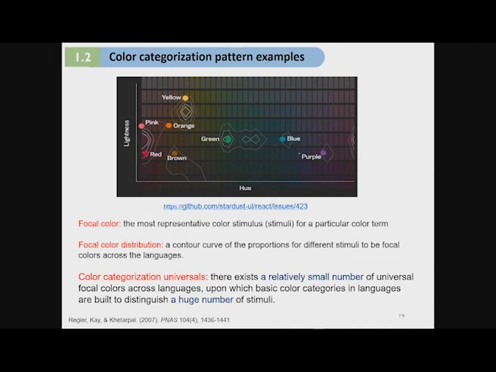According to that, Kay and colleagues proposed that there seems to be a color categorization universal. There exists a relatively small number of universal focal colors based on which different languages build up their basic color categories to distinguish a large amount of color stimuli perceivable to human eyes. So this is their universal feature in color categorization across languages.